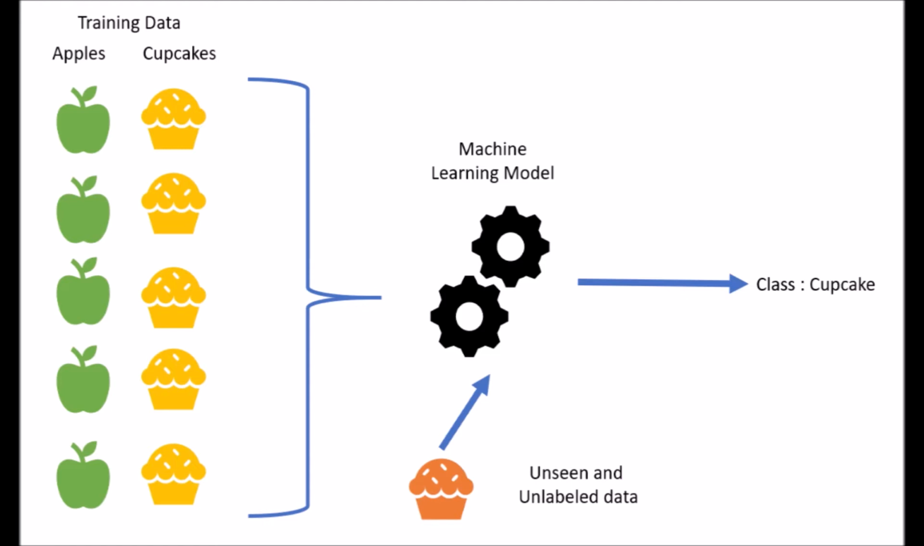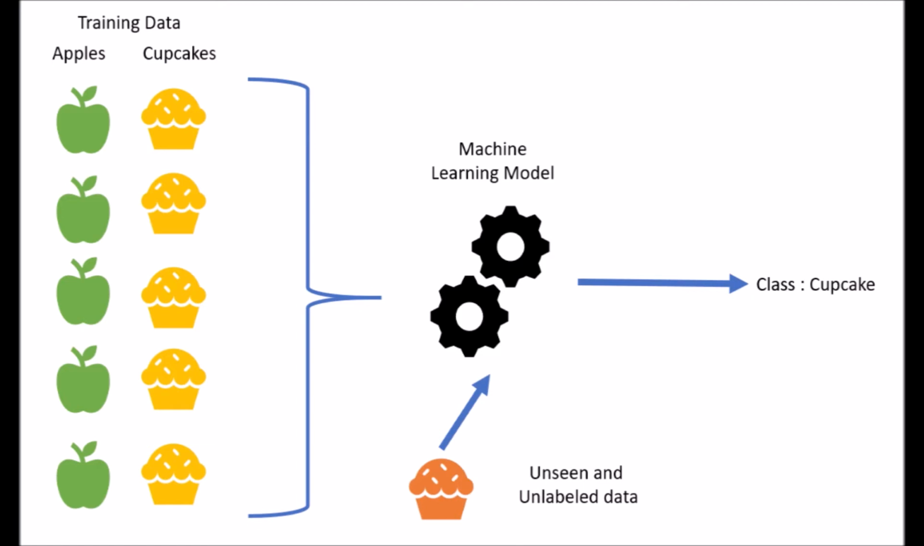Coming back to our example, we provide different images of apples to the machine learning model, and for every image of an apple, we specify that it is an apple. So in this case, the input is the image of the apple and the output is the word apple itself. Similarly, we provide different images of cupcakes to the machine learning model, and we also provide the name cupcake for every associated image. So therefore, we are providing an input-output map to the machine learning model. That is why this task will be classified under supervised learning.